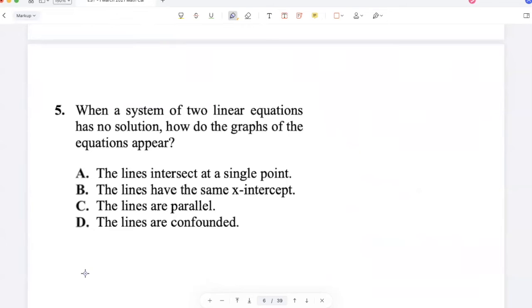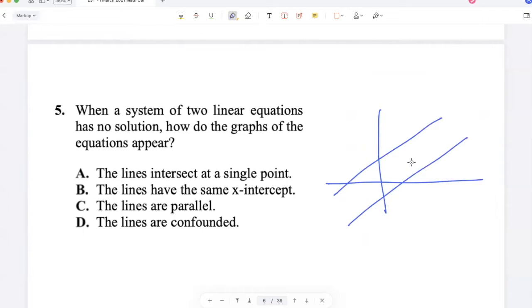When a system of two linear equations has no solutions, how do the graphs of the equations appear? If they have no solution, basically they don't meet, right? So they are supposed to be parallel. So the graphs of the two equations are parallel.